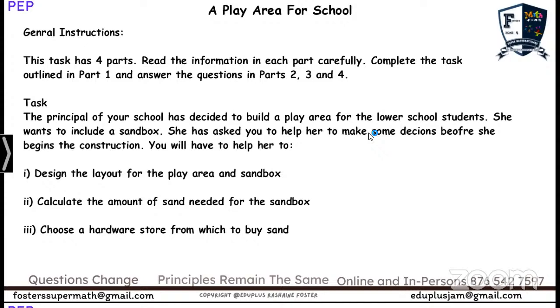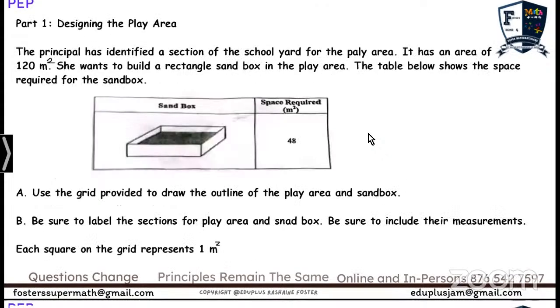All right, let's get moving. So, task 1, part 1, designing the play area. The principal has identified a section of the schoolyard for the play area. Please, people, do not pay attention to some of my incorrect spelling here. But anyways, the principal has identified a section of the schoolyard for the play area. It has an area of 120 meters squared.